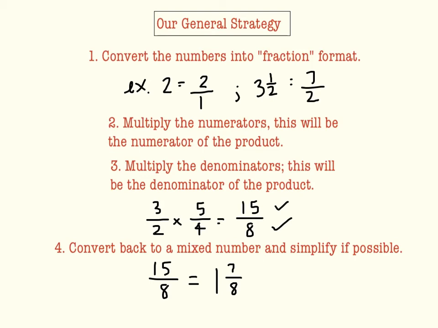7/8 is as simplified as possible. The numerator and denominator do not have a common factor. So now I know I'm done. So my answer there would be 1 and 7/8. And that's it. That was your review on multiplying fractions.